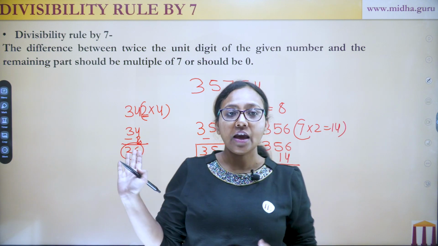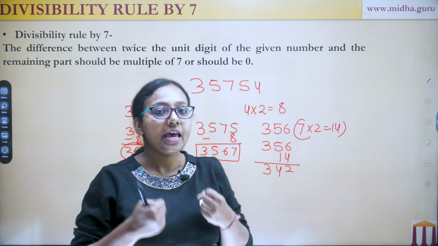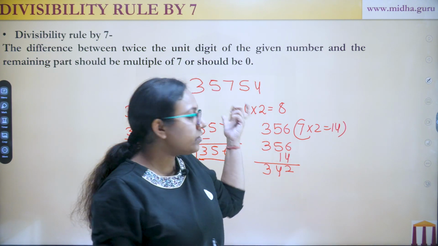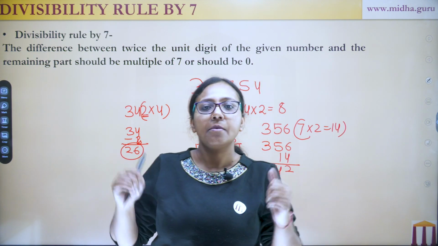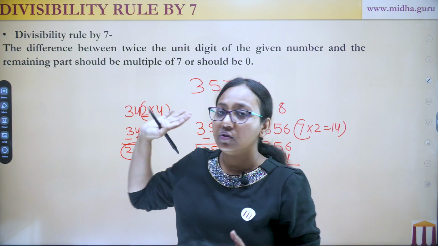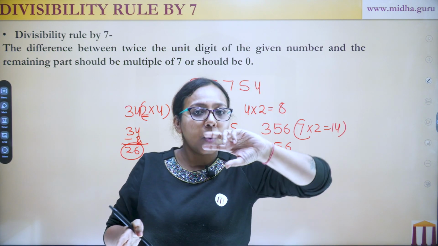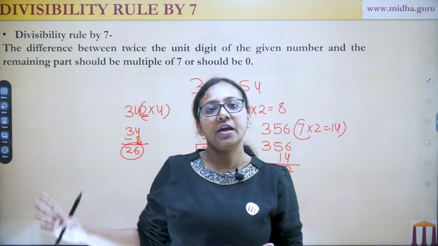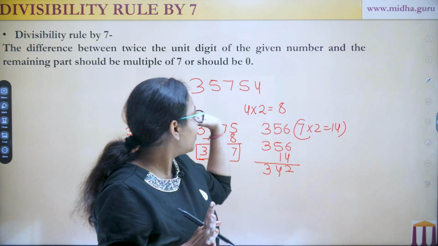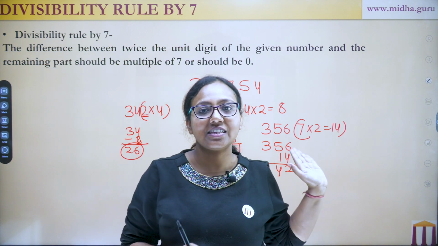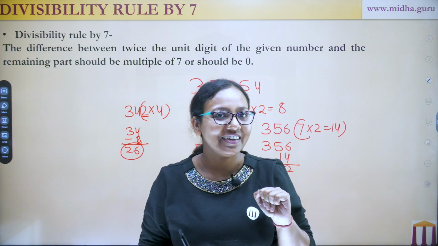So this is the way we can check whether the number is divisible by 7 or not. Whenever you take this process, you have to repeat the process if the number is bigger. So what you have to do is just get the difference between twice the unit digit and the remaining part. Isn't it simple? Now you can easily, just by looking at the number, say whether this number is divisible by 7 or not, isn't it?